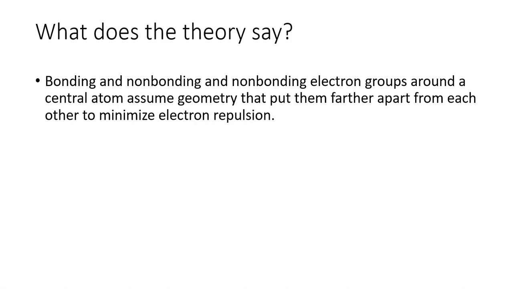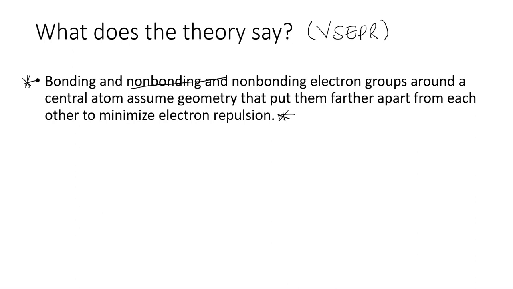So valence shell electron pair repulsion theory says that bonding and non-bonding electron groups around a central atom assume geometry that put them further apart from each other to minimize electron repulsion.